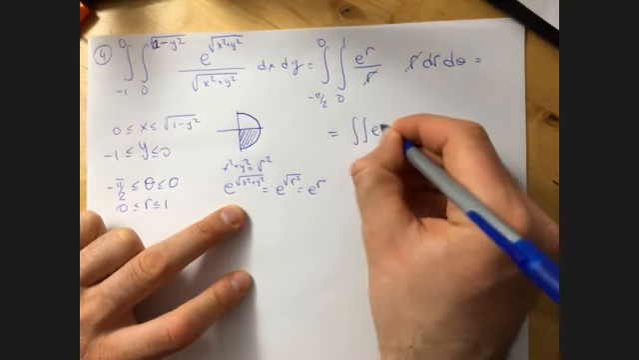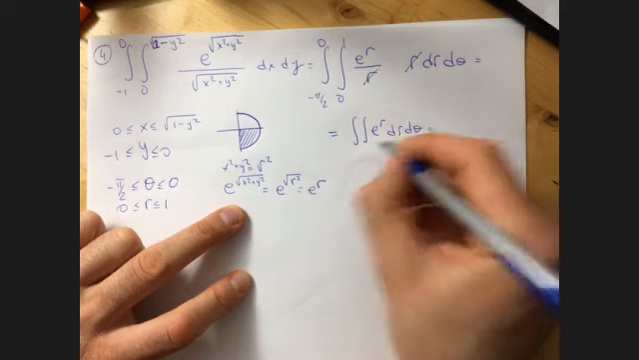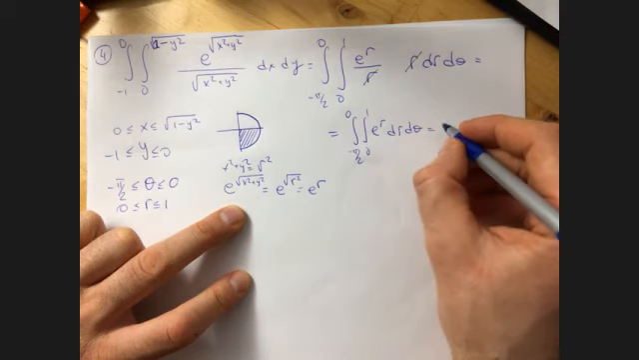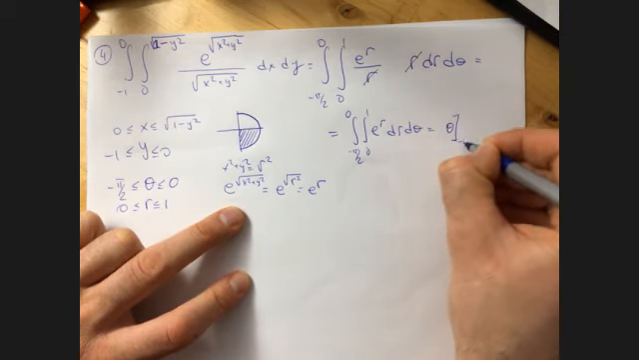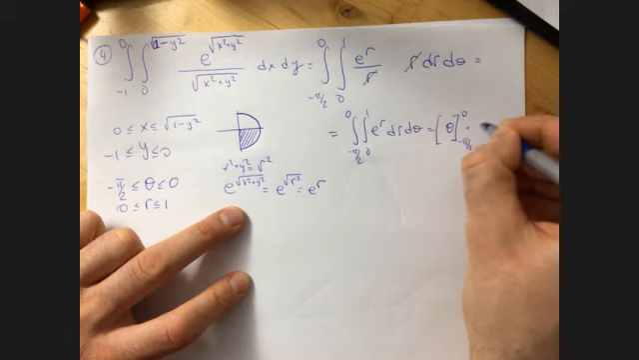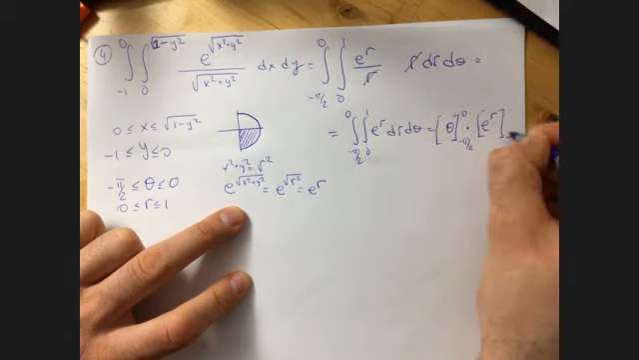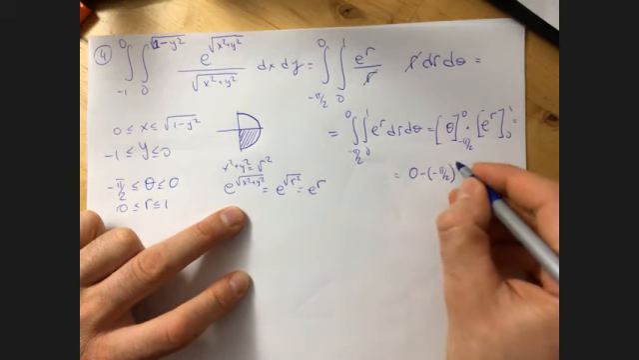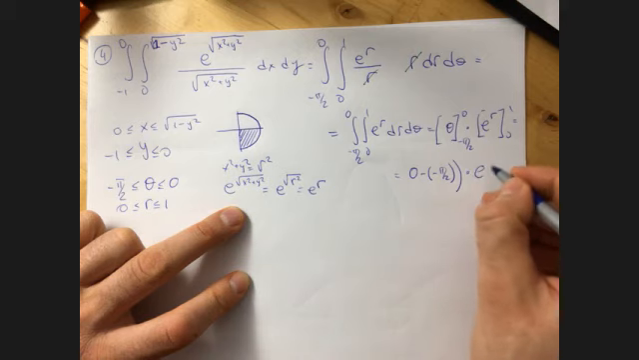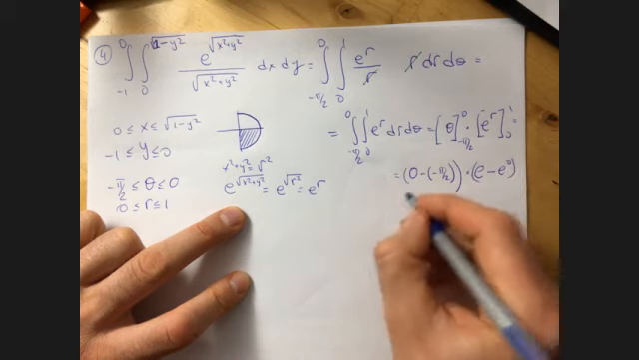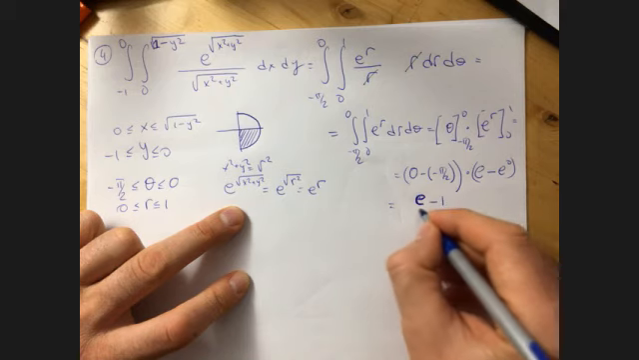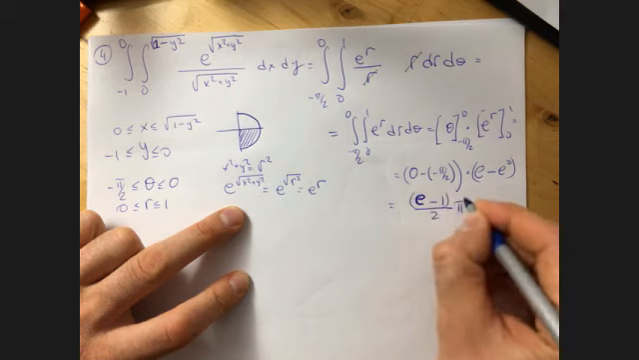The double integral of e to the power r dr d theta is equal to theta evaluated from -π/2 to 0 times e to the power r evaluated from 0 to 1. That's 0 minus -π/2 times e to the power 1 minus e to the power 0. So the final answer should be e minus 1 over 2 times pi.